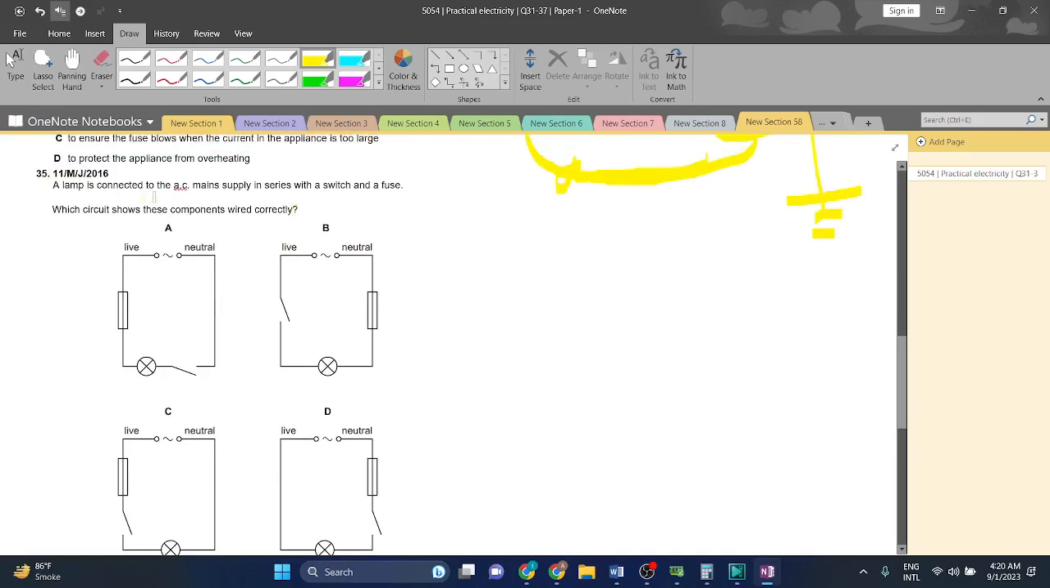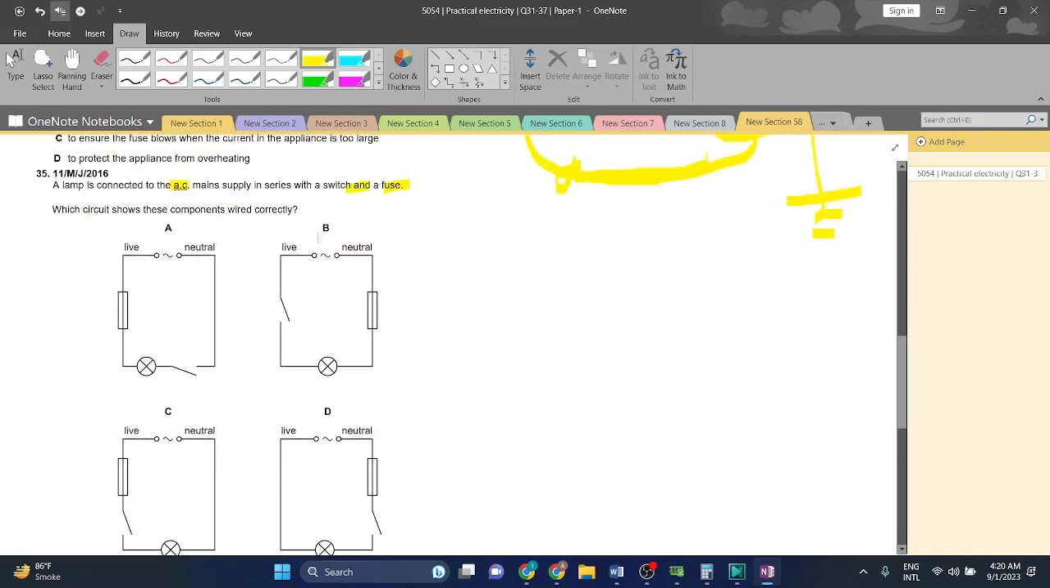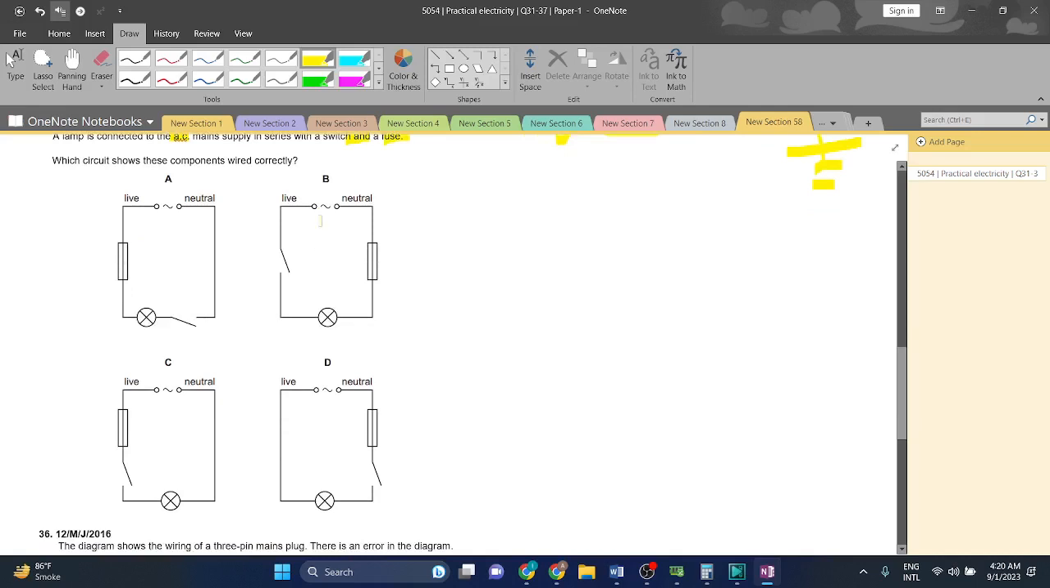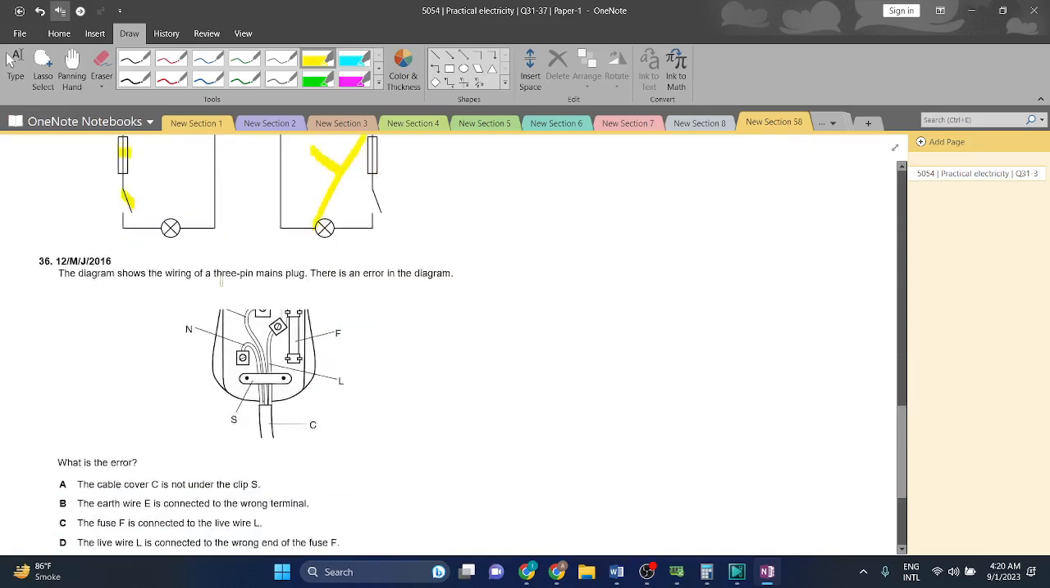Question 35. A lamp is connected to the AC mains supply with a series switch and fuse. The switch and fuse will be connected to the live wire, as we know. Which circuit shows these components wired correctly? First of all, the switch and fuse will both be connected in the live wire. So this is the fuse and this is the switch. These are both connected in the live wire. Otherwise, every other one seems to be wrong. So C is the right answer.